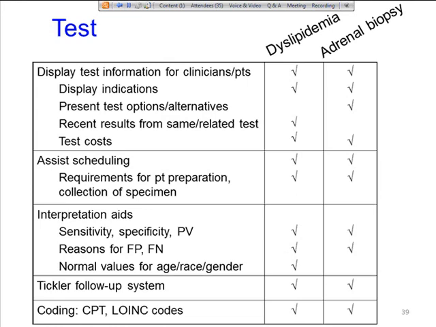We might want a tickler follow-up system. We know that the results of this test aren't going to be available until next week. How about you get a reminder next week to go check on that test? And it's probably useful to have some coding information if you're going to bill for this test. Each of these things is a consideration that you may want to build into your system as you're creating decision support around a guideline recommendation that calls for performing a test.